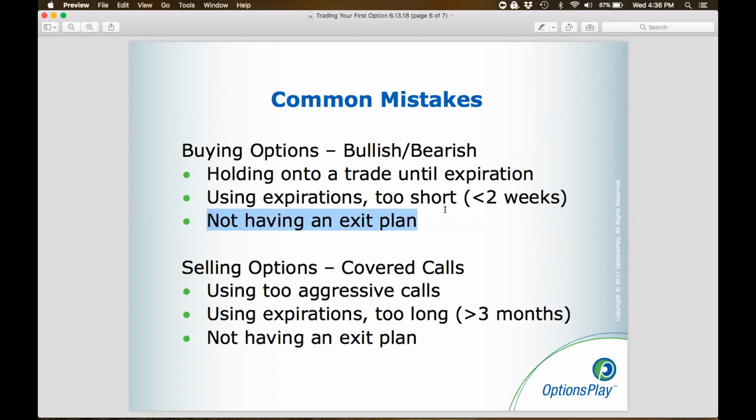What happens next is that they hang on to it for too long, and maybe the trade goes in their favor, but they end up giving away a lot of those gains to time decay. So not having an exit plan is one of the worst things you can do when you're buying an option. When you're buying an option, you need to have an exact entry plan and an exact exit plan. So those are some of the things to look out for if you're buying calls and puts because you have a bullish or bearish view on an underlying stock.